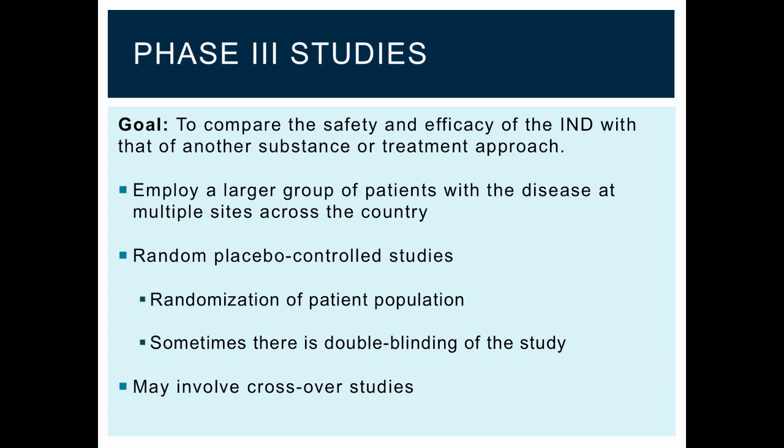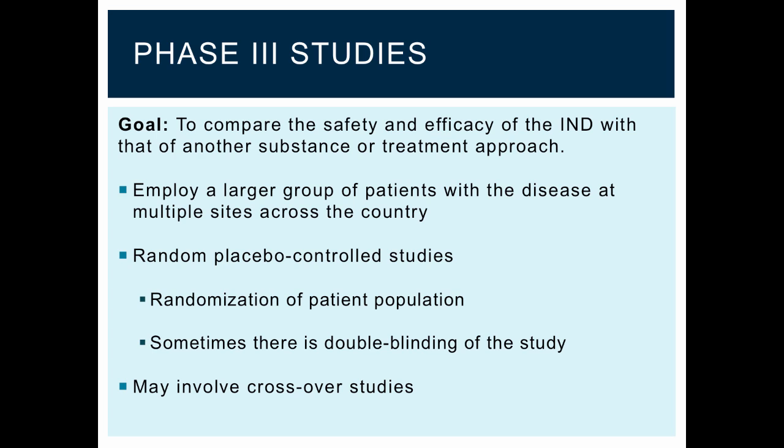Phase 3 studies look at what are called primary and secondary clinical endpoints. Primary endpoints are dichotomous outcomes. For example, the patient did or did not survive, did or did not improve in capacity to function. Secondary clinical endpoints are what are known as continuous outcomes. For example, decreased levels of plasma glucose or changes in blood pressure.